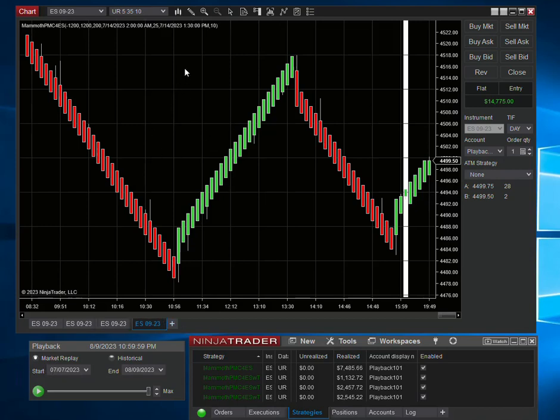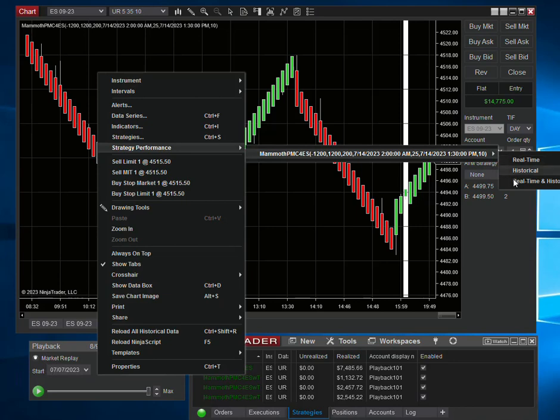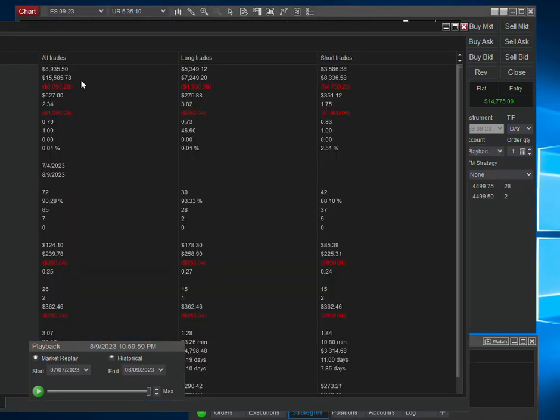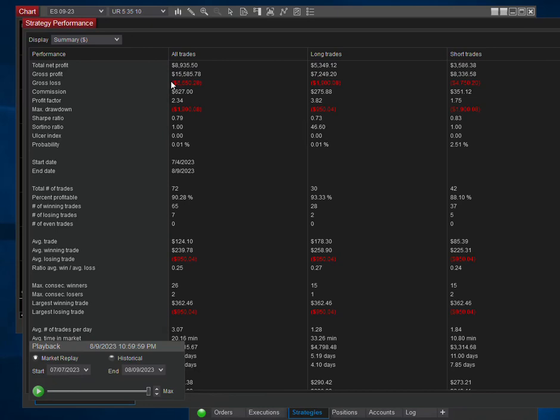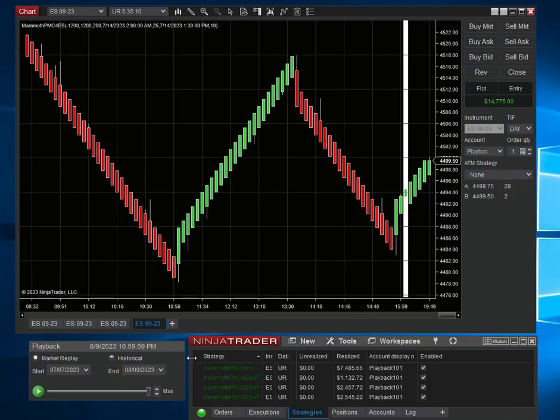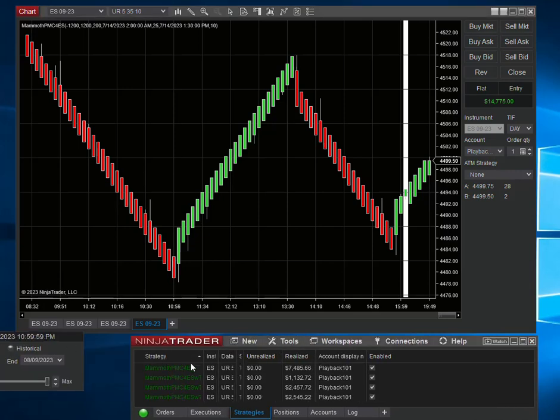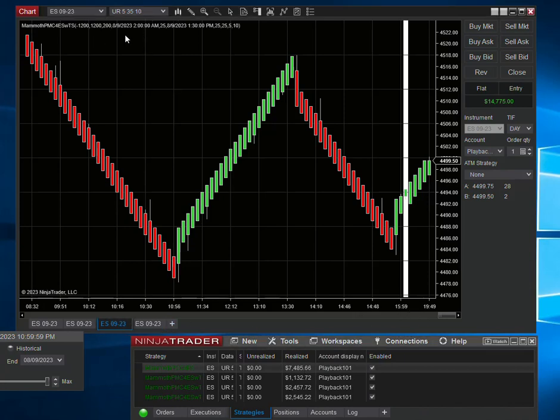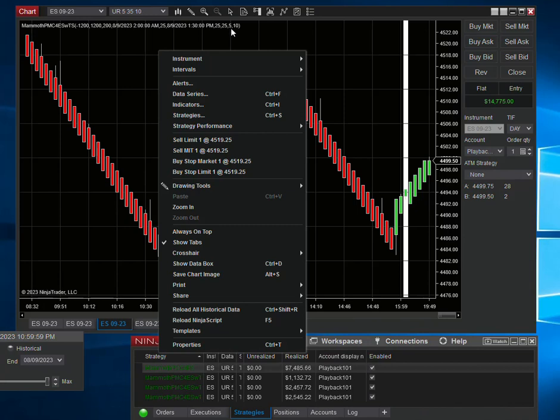Okay, now let's look at the performance results based on the playback data. The last tab we had 3 contracts per trade, and the real-time performance. Okay, we look at this number, and we have 7 losses. So anyways, you can look at this strategy right here. We have realized profit of $7,485.